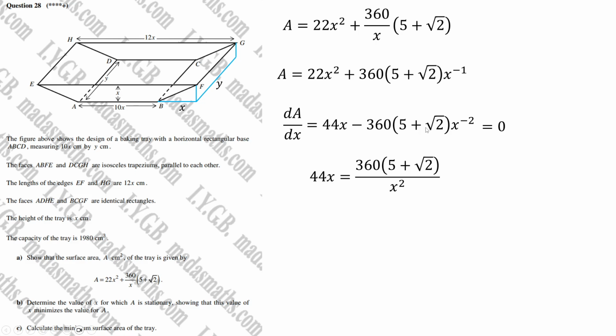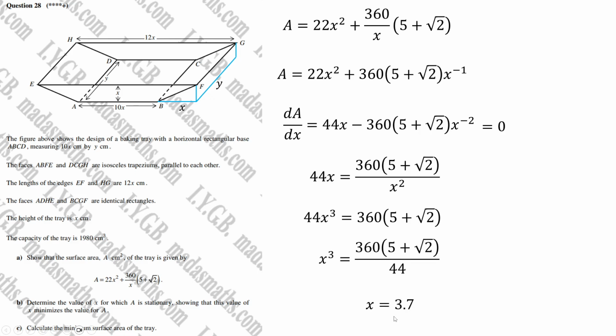This part here is the same thing as saying this. Add it to both sides, multiply by x squared. I've divided by 44 and then cube rooted all of that to get x is 3.7. So this value of x minimizes the surface area.